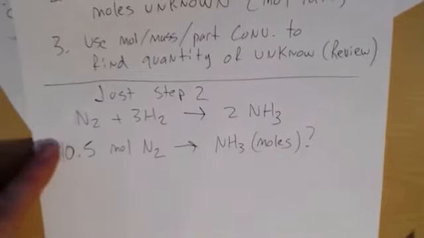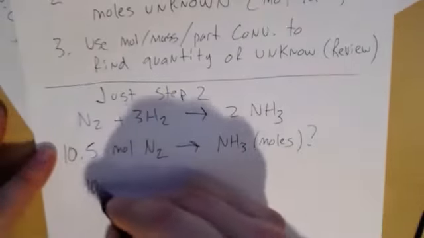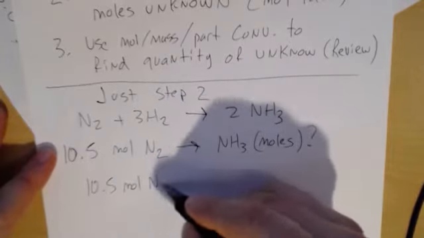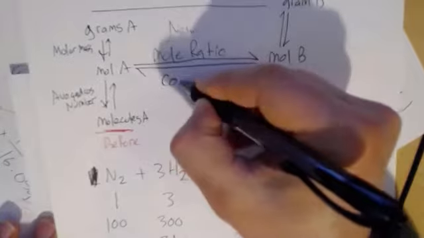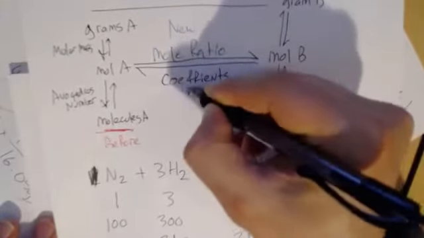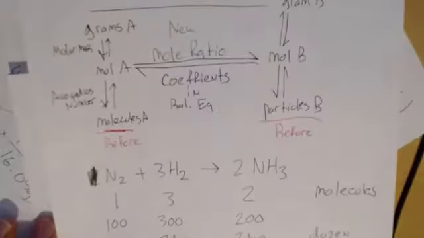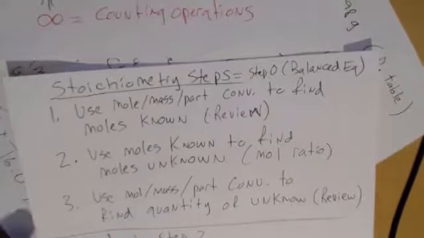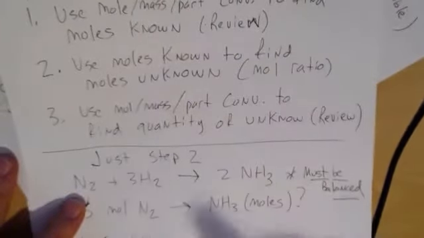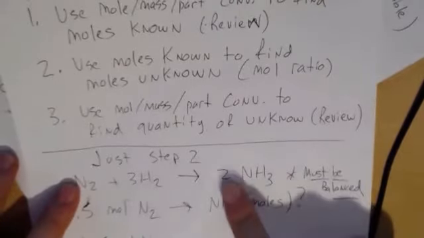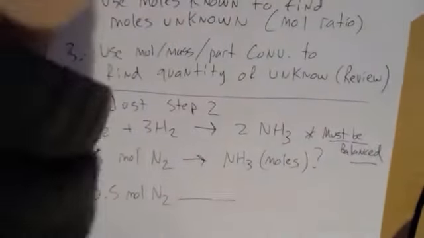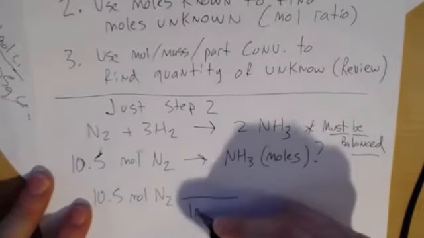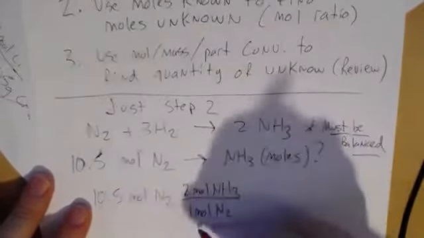So my given is 10.5 moles of nitrogen. And then what's my mole ratio between nitrogen and ammonia? The mole ratio comes from the coefficients in the balanced equation, right? So what are the coefficients between nitrogen and ammonia? There's secretly a 1 here, and there's also a 2. Do I want to multiply by 2 or divide by 2? It looks like I want nitrogen on the bottom, 1 mole of nitrogen to cancel, 2 moles of NH3. So then moles of nitrogen cancel.